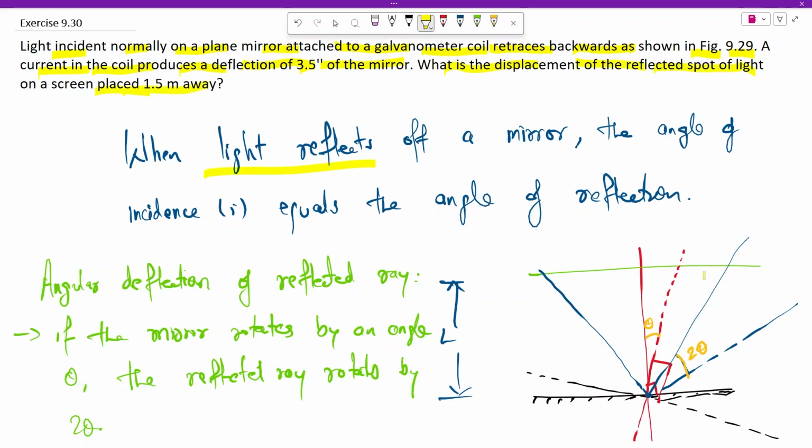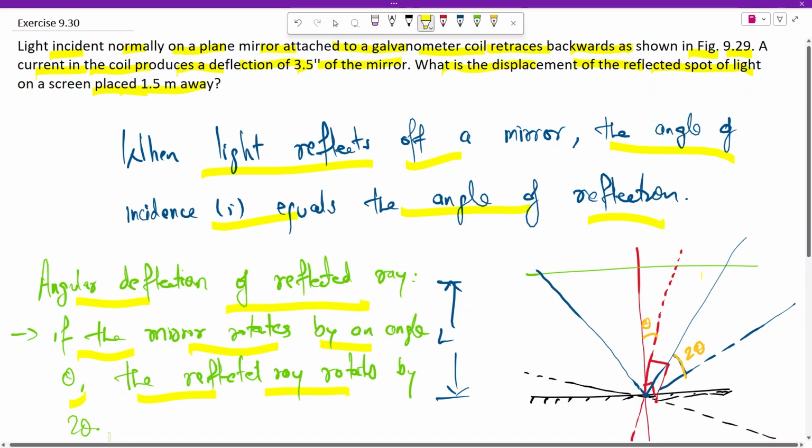So when light reflects off a mirror, the angle of incidence equals the angle of reflection. Now, angular deflection by the reflected ray: if the mirror rotates by an angle theta, the reflected ray rotates by an angle of 2 theta. It gets deflected by the magnitude of 2 theta.